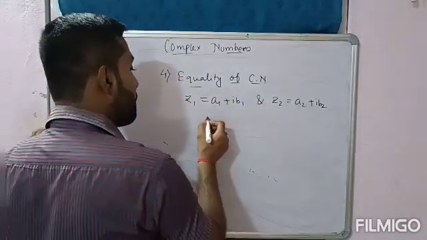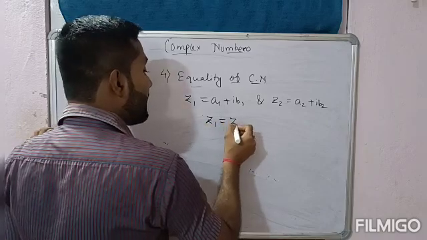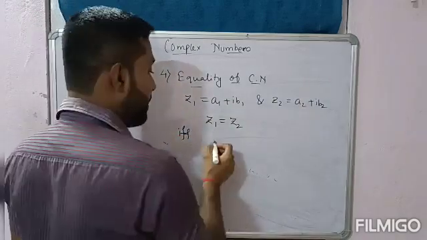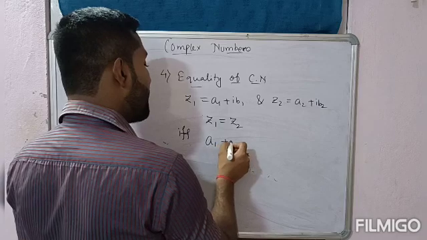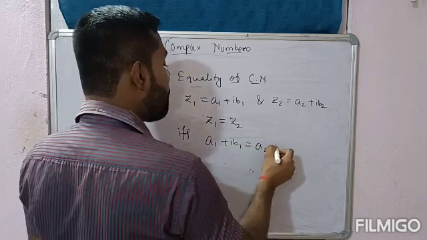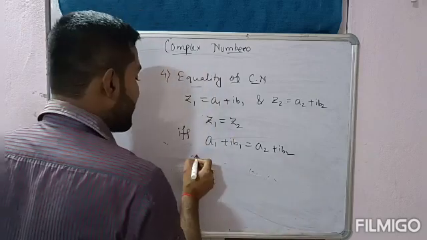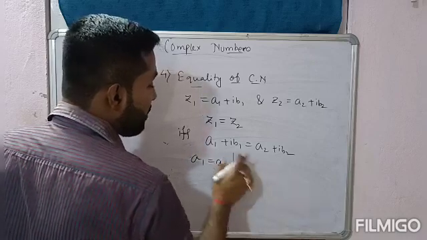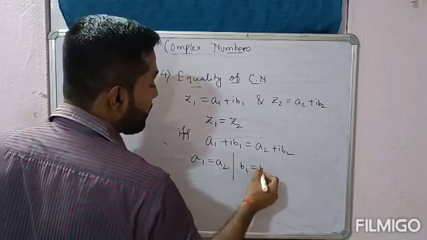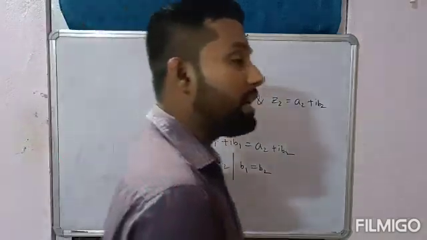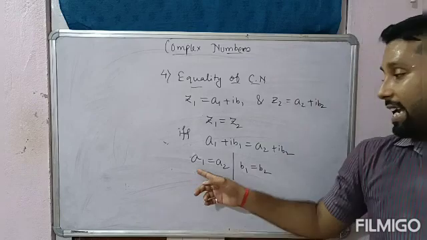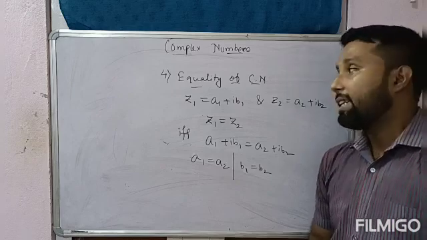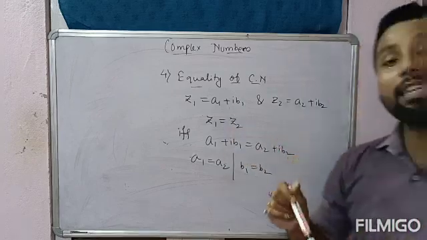So these two complex numbers are said to be equal, that is z1 is equal to z2, if and only if a1 plus ib1 is equal to a2 plus ib2. That is, if I equate the real part, a1 equal to a2 will come, and if I equate the imaginary part, b1 must be equal to b2. This is the condition for equality. If the values of a1 and a2 are same, also the values of b1 and b2 are same, then only we can say that these two complex numbers are equal.